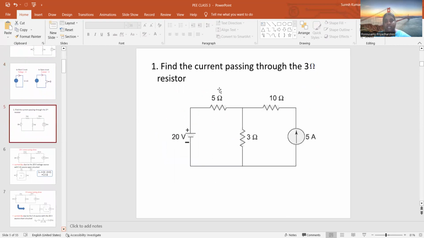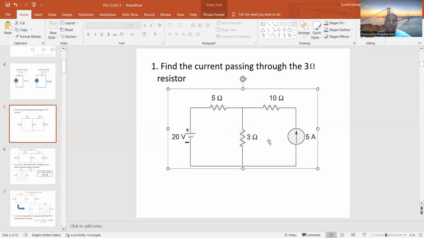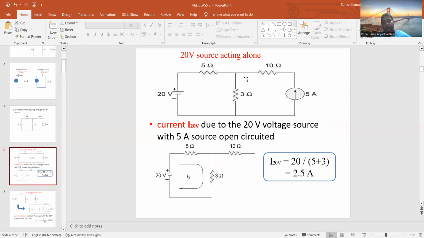The question is to find the current passing through the 3 ohm resistor. So the procedure is that we have to consider one source at a time and find the current flowing through the 3 ohm resistor. For example, if I'm going to consider only the 20 volt source, I have to remove the 5 amp source. So the 20 volt source is acting alone. Then the current I20 is due to the 20 volt source, and the 5 amp source is open circuited.